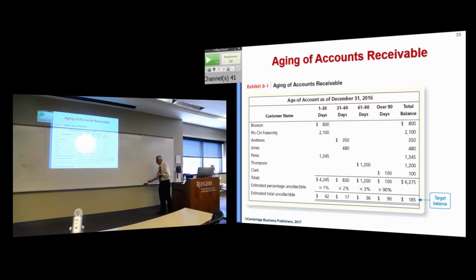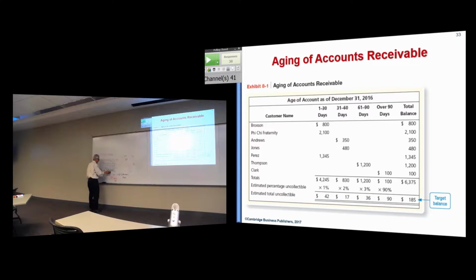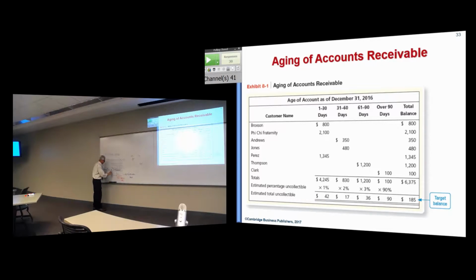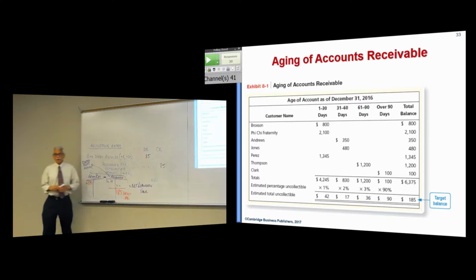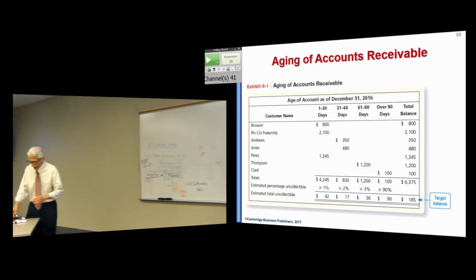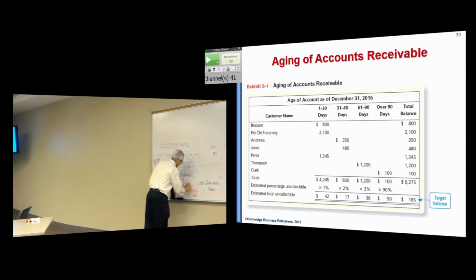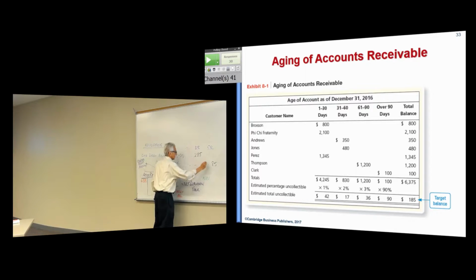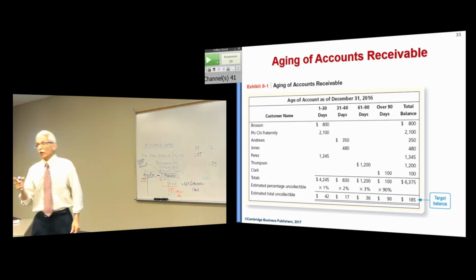Let me give you another. Let's assume, and by the way, this allowance could have a debit balance. Case B. Somebody on the staff comes in and says, look, you need 185 in that account. The account has a debit balance of 100. What's my adjustment? 285. Same aging, same accounts, different adjusting entry, same net realizable value.